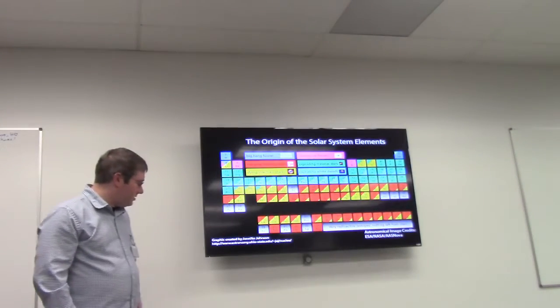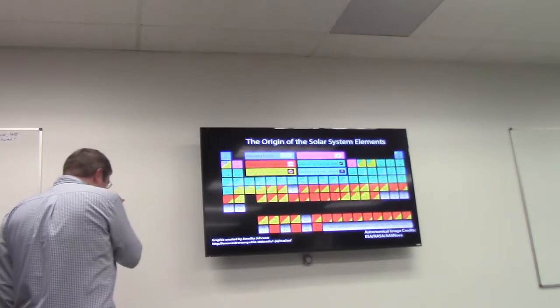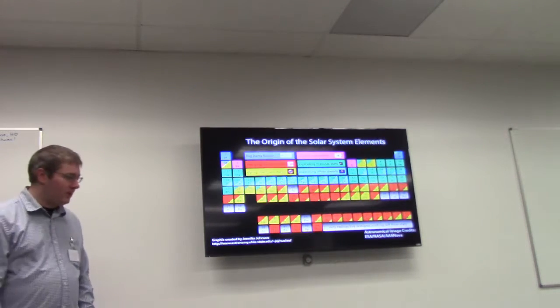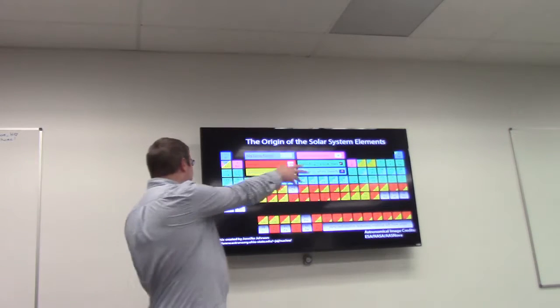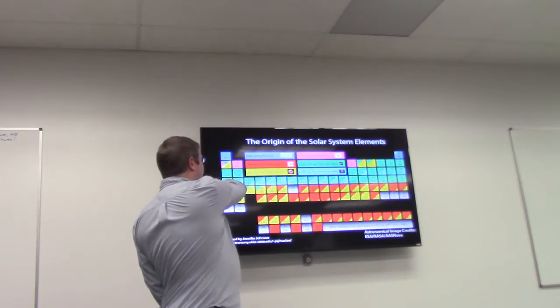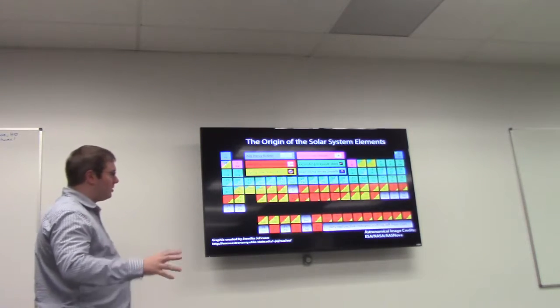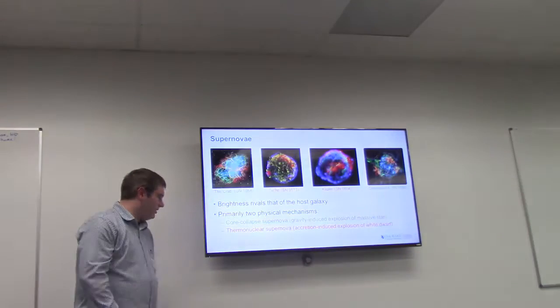So really the motivating question that's driving the work that I'm going to describe is: what is the origin of the elements? Other than hydrogen and helium and a little bit of lithium, which come from the Big Bang, everything else comes from supernovae, pretty much. And so we're interested in modeling these.